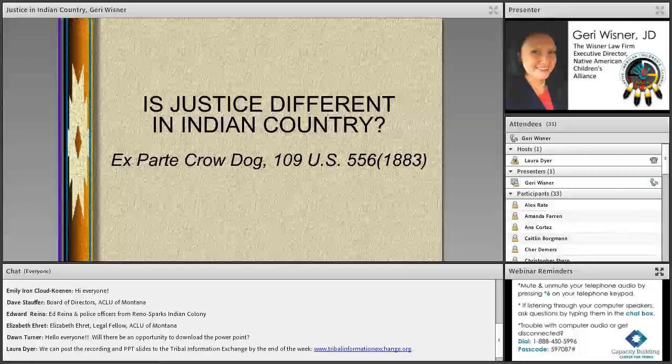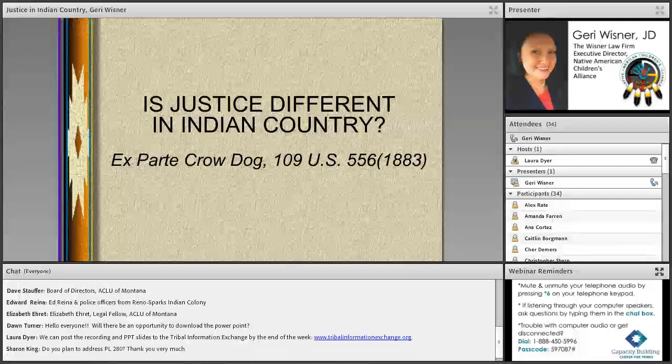Crow Dog was a member of the Brule Sioux Lakota tribe. He shot and killed Spotted Tail, another member of his tribe. Now, the background story says that Spotted Tail was working closely with the U.S. government. And for a fee, he would basically trick his tribe onto reservation land, because they were trying to stay away from the U.S. government. They didn't want to be restricted or contained within a reservation.